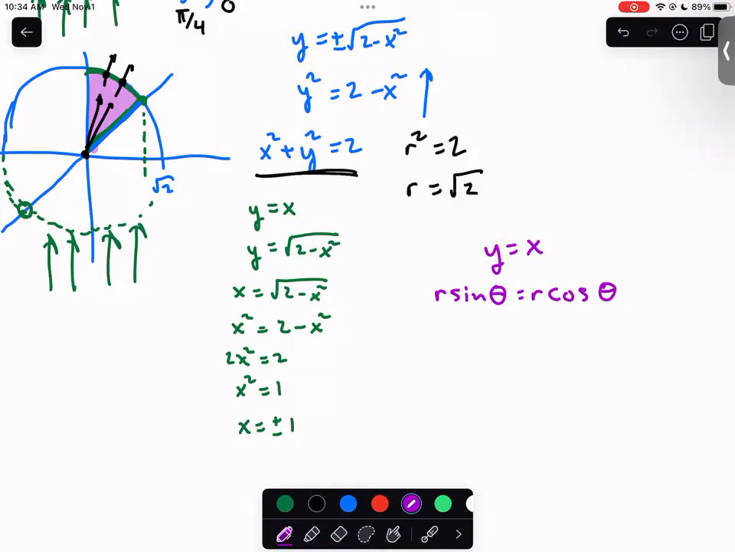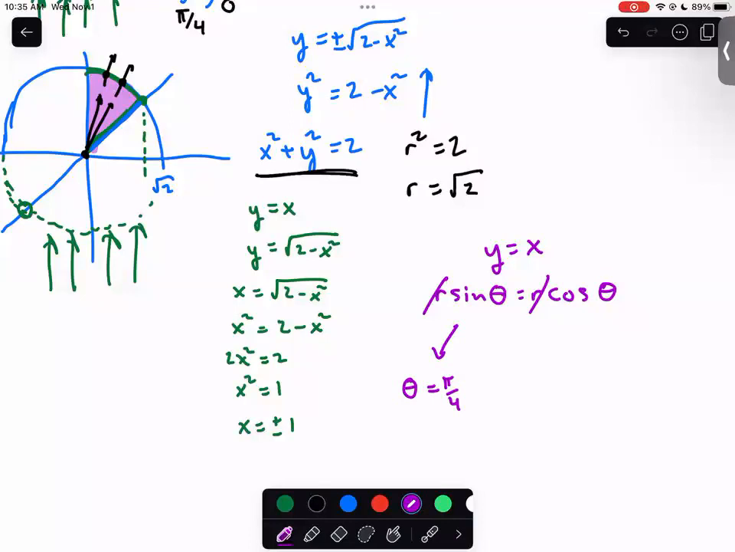Well, so long as r is not exclusively 0, you can cancel out an r on both sides. And then what I'm left with is sine equals cosine. Now, some people at this point may say, I know a place where sine is equal to cosine, right? If you plug in pi over 4, both of them are √2 over 2. So sine is equal to cosine.